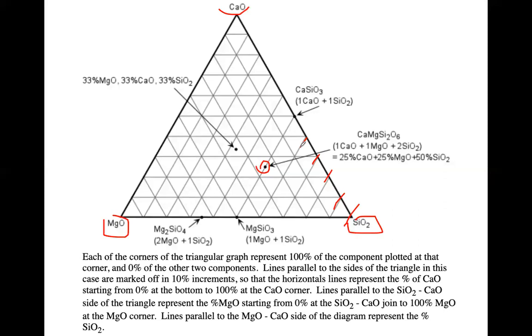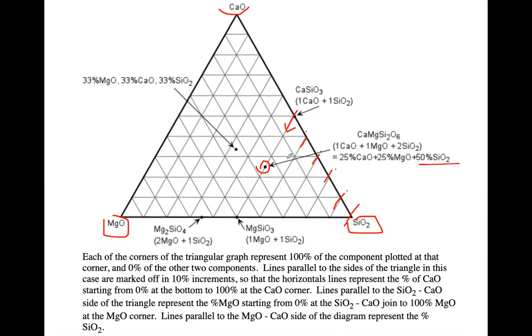Sorry, it's changing by 10, right? 1, 2, 3, 4, 5. Oh yeah. So this is 100, and this is 90. This is 80. This is 70. This is 60, and this is 50. So you have 50 weight percent of silica.